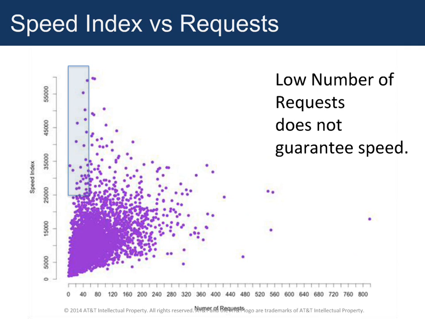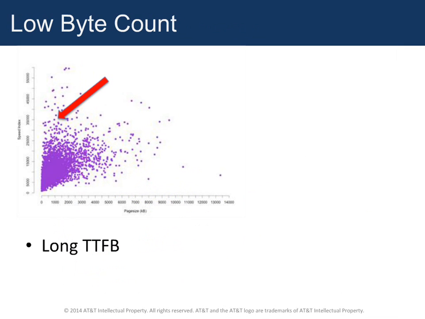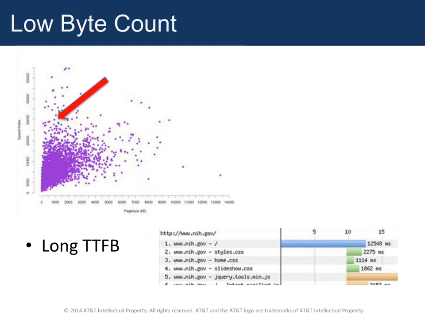Here's one example of a site, and I've tried to pinpoint the dot in the graph. The problem with this site is it has a long time to first byte. This is a screenshot of the waterfall. Just getting the root index page took over 12 seconds to load. So if it took 25 seconds for the page to load, nearly half of it is just starting up, getting that first HTML document downloaded so that the page can be processed. Obviously, you want that to be as short and as quick as possible.